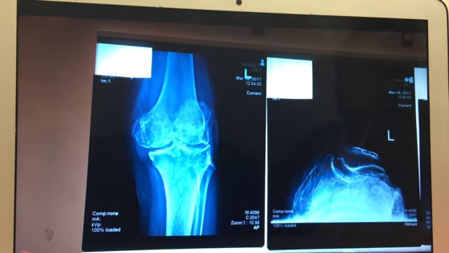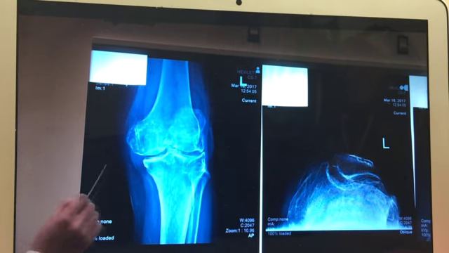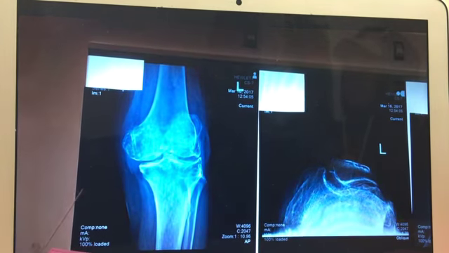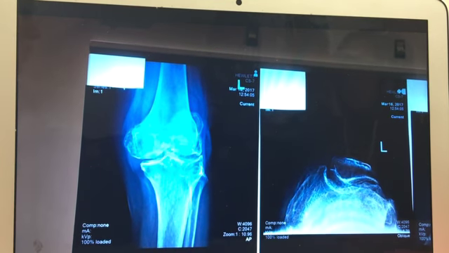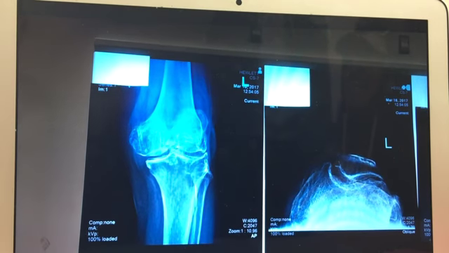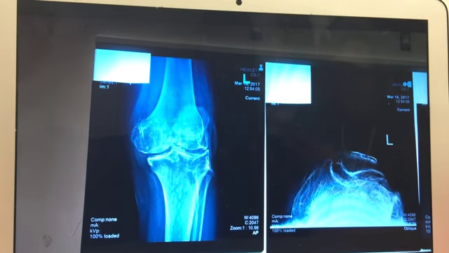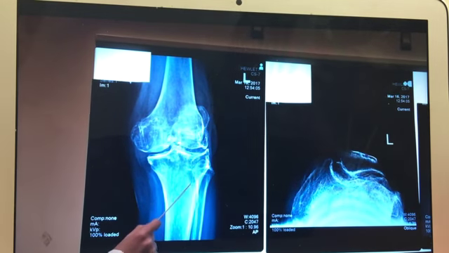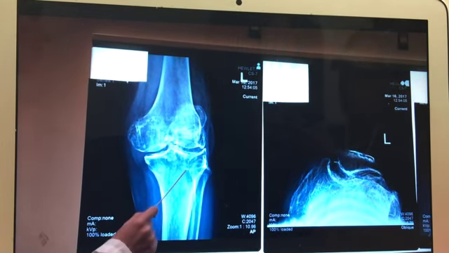Another pathological condition in this radiograph is osteopenia, which is decreased bone mass or density, not quite to the point of osteoporosis, but it can lead to it, and this is evident in the proximal tibia just around the head of the fibula here.